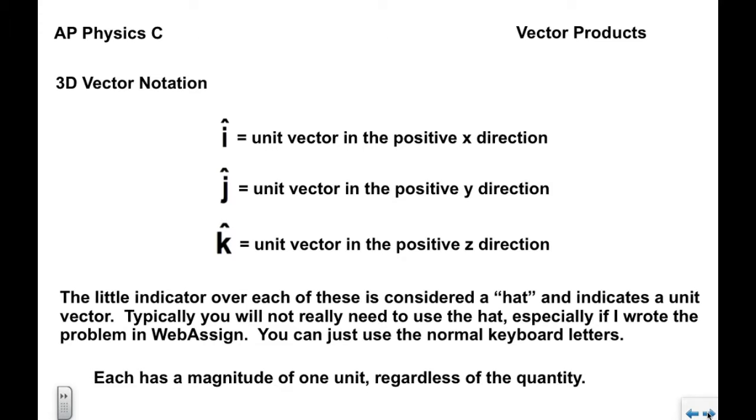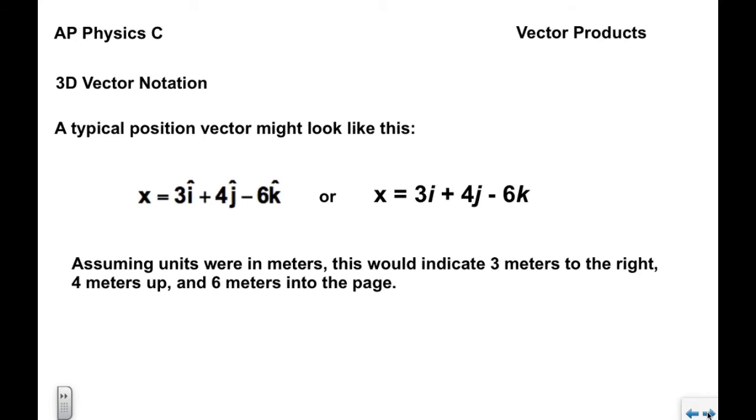Each of these unit vectors has a magnitude of 1 unit regardless of what vector quantity is being indicated. It could be a force, could be a displacement, could be a position or a velocity or an acceleration. If you see I, J, and K, the magnitude is 1 regardless of the vector quantity.